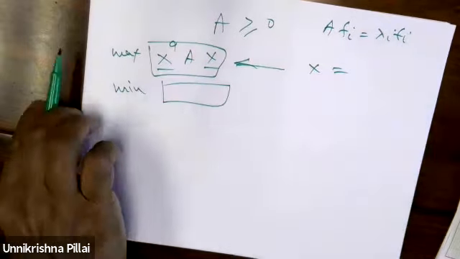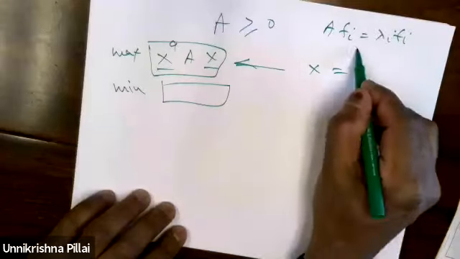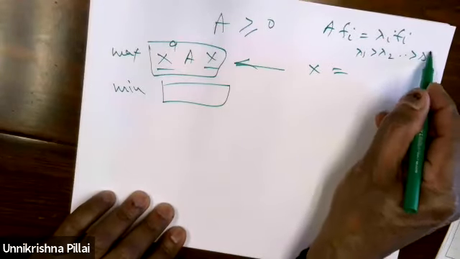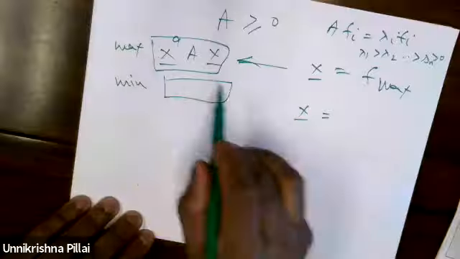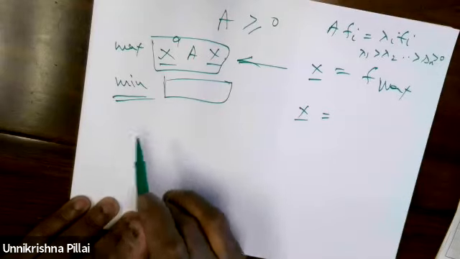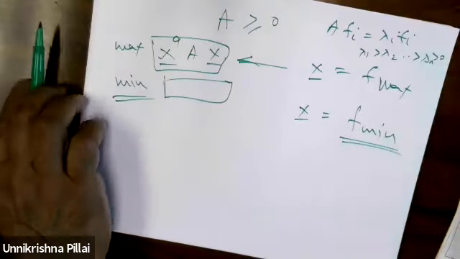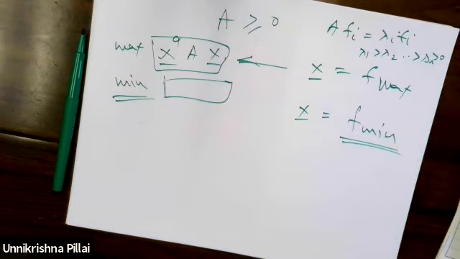Let's say the eigenvalues and eigenvectors are phi i and lambda i, and lambda 1, lambda 2, etc. are arranged in decreasing order. All of them are positive. So what is the solution? The corresponding eigenvector of the maximum eigenvalue will maximize it. How will you minimize this? The minimum. Yeah, but again, these are very standard things, and you should be able to see the proof. The whole idea is that x transpose A x is lambda i multiplied by the norm. So obviously lambda 1 will maximize it, lambda n will minimize it.